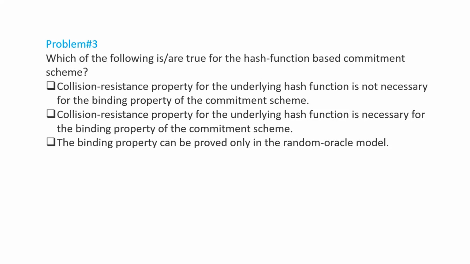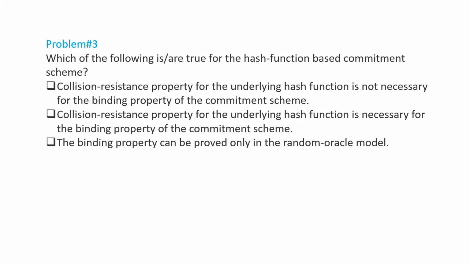The first two statements are, I think, just opposite of each other. Collision resistance property for the underlying function is necessary, yes, you are correct. It is true. And the first one is of course then false. And the binding property can be proved only in the random oracle model, this is also false. Why? Because the binding property can be proved just using the collision resistance property of the underlying hash function.